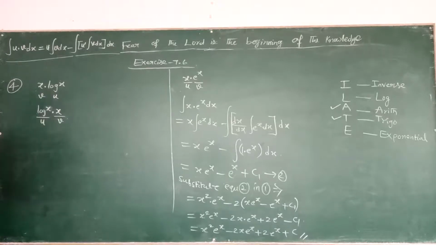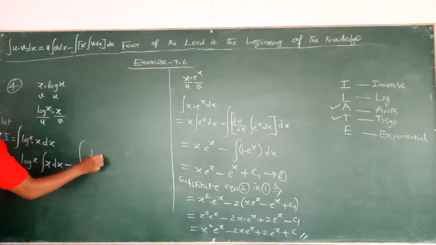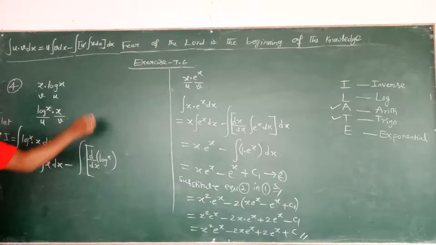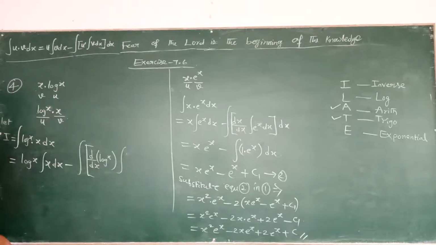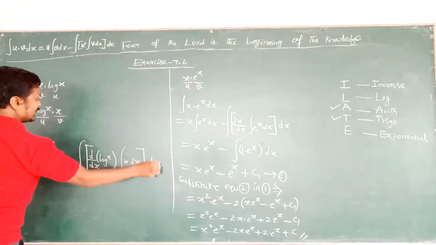Now we have written them in order, so let's take the integral. Let I be equal to the integral of log x into x dx. According to this formula, first u is log x, then the integral of v, where v is nothing but x. Next, the integral of v dx, v is nothing but x, so integral of x dx.